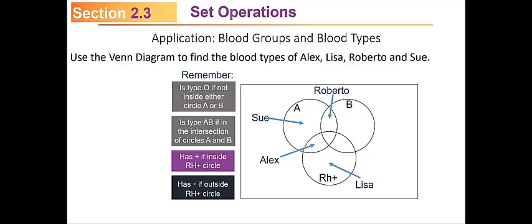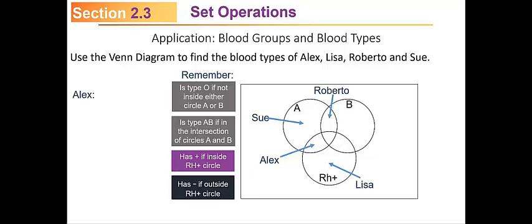Type O happens if you're not inside either A or B. Type AB happens if you're in the intersection of circles A and B. There's a plus if you're inside the Rh plus circle. There's a minus if you're outside the Rh plus circle. With that information, we should be able to classify all 4 of those people.